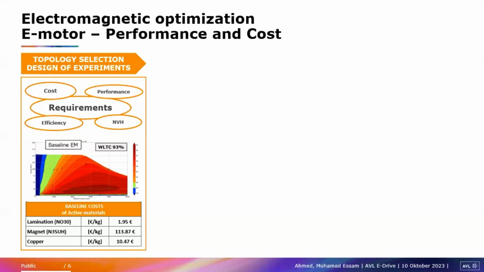So usually what we do, we start with a baseline or baseline motors and a starting point also in terms of active materials, for example, a starting lamination grade, a starting grade of magnets, and the copper. And this we quantify, for example, per active weight of these materials.